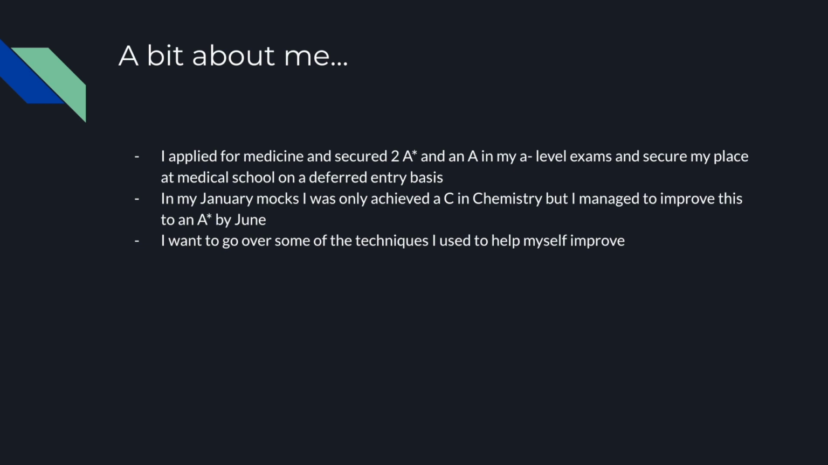I applied to medicine and managed to secure 2 A-stars and an A in my A-level examinations and secure my place at medical school on a deferred entry basis. However, in my January mocks, I was only around about a C in chemistry, but I still managed to improve this to an A-star by June. This video is essentially going to be going over some of the exam revision techniques I used to help myself improve that grade and how hopefully you can utilize them too.